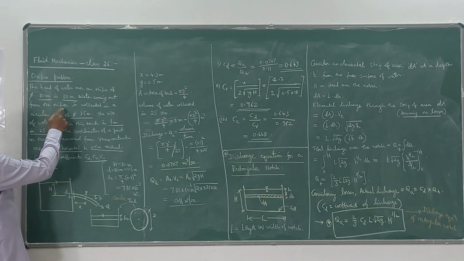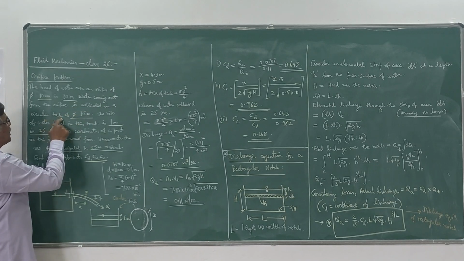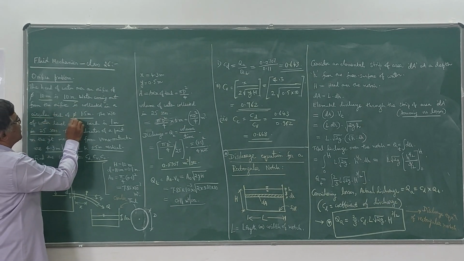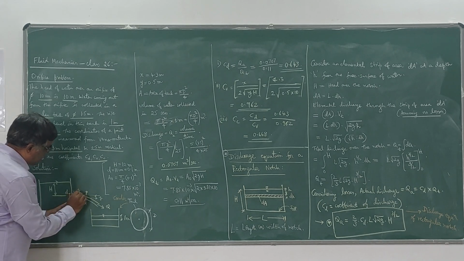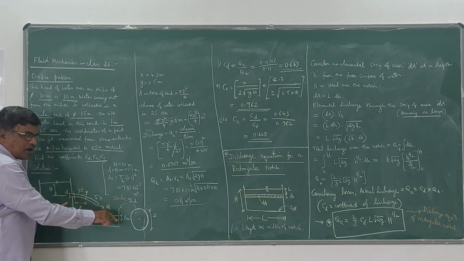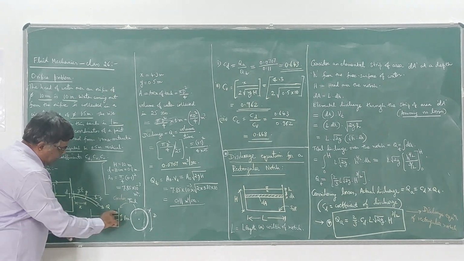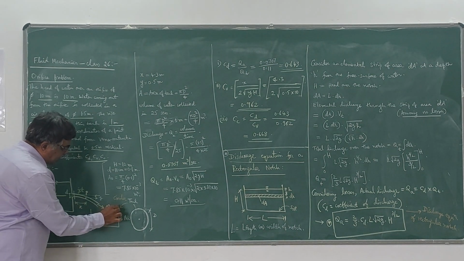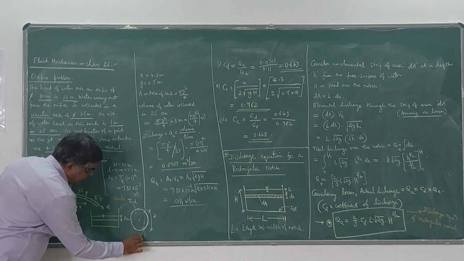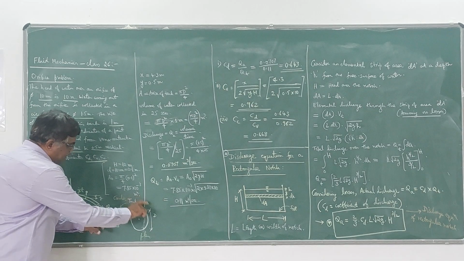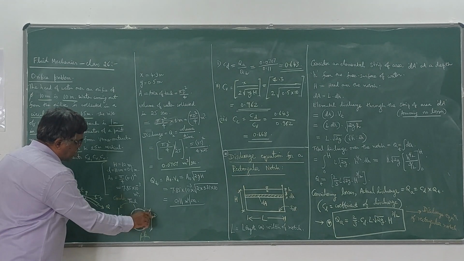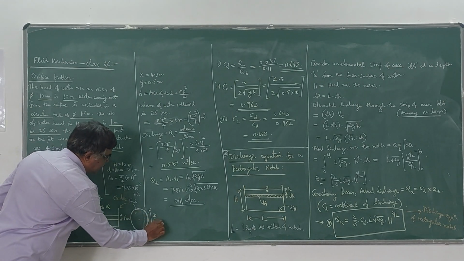Water coming out from the orifice is collected in a circular tank of diameter 1.5 meter. So the jet of water emerges out of this orifice. That water is collected in a circular tank. So the plan of the tank looks like this, and this is the elevation. So it is collected in a circular tank of diameter 1.5 meter, that is capital D.